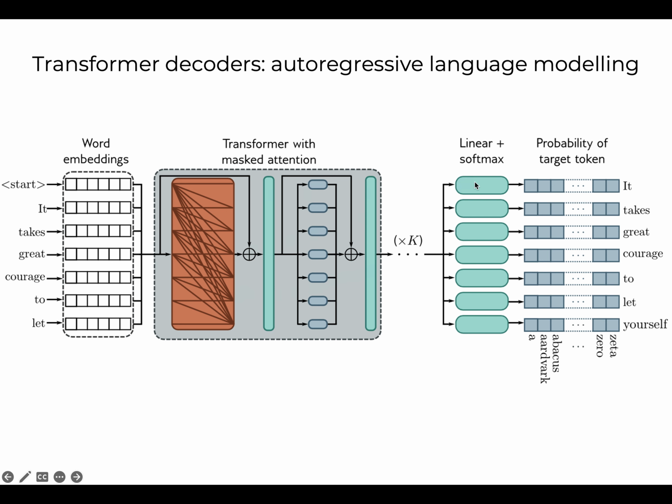And that will transform to the number of words in my vocabulary again. So this is now, after softmax, going to give me a probability over all of the words in my vocabulary. But what I want to happen is that when I've seen only the first token, which is just the start token, what I want to predict is the first word in my sequence, which is "it". So I could compute a cross-entropy loss there.